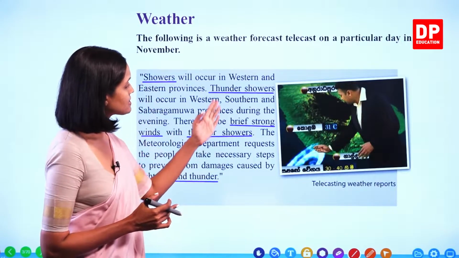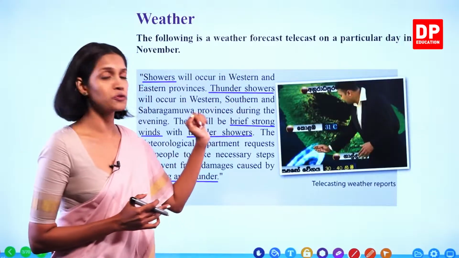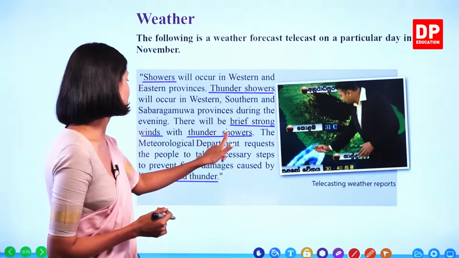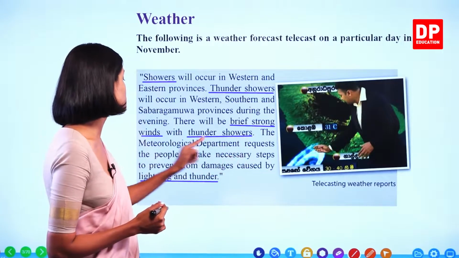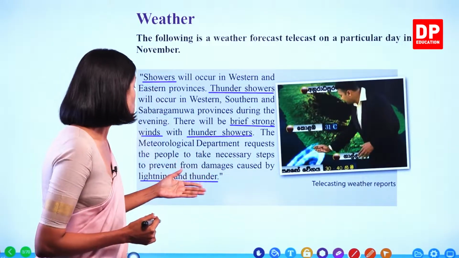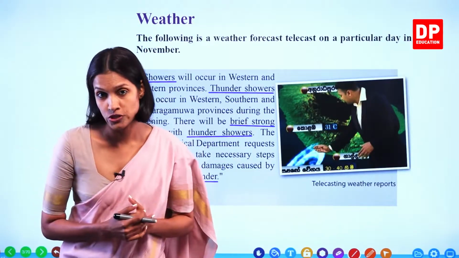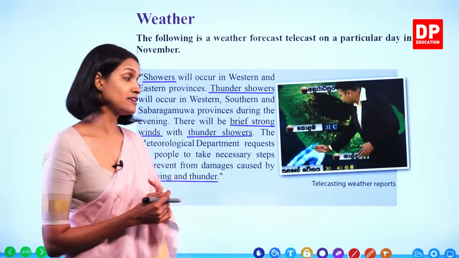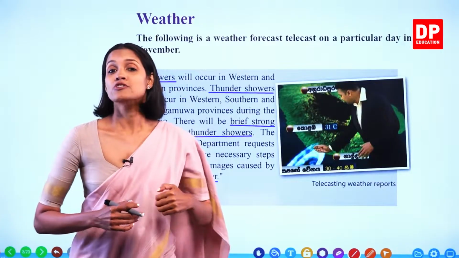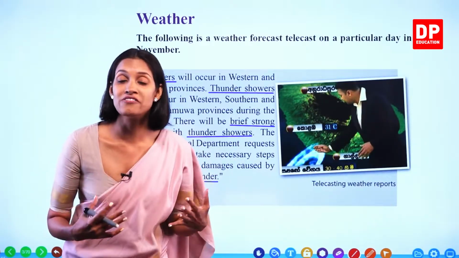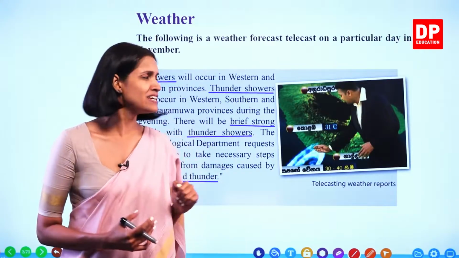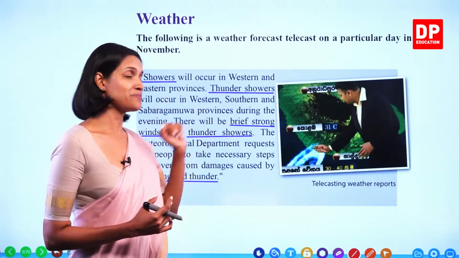Okay, and the other thing, sometimes during this weather forecast, they warn about certain natural disasters. Here, the meteorological department requests the people to take necessary steps to prevent damages caused by lightning and thunder. In those instances, we have to stay indoors without going outside. Okay, children? So we can prevent accidents caused by natural disasters. So to organize our day-to-day activities and to prevent disastrous situations, we need to listen to the weather report. Okay, children? So now we are going to watch a video on this type of weather report.